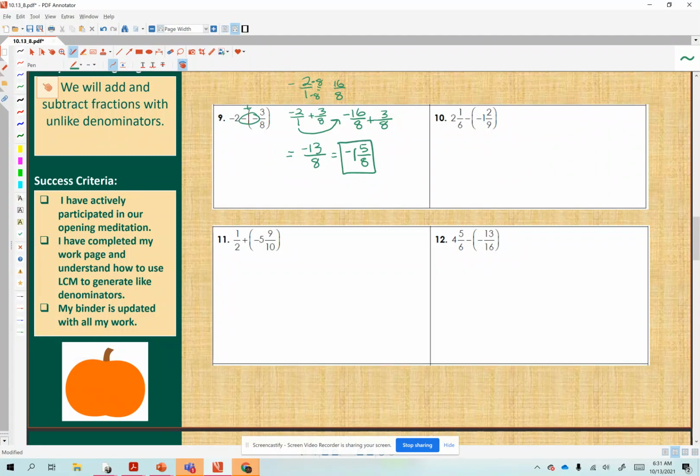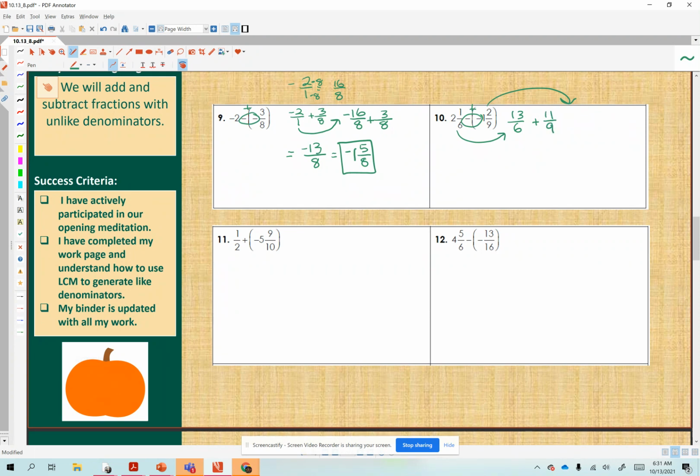So on number 10, again, we're subtracting a negative, which means we will be adding. So first we make improper fractions. 6 times 2 is 12, plus 1 more is 13. So 13 over 6. Now we need an improper fraction for 1 and 2/9. 9 times 1 is 9, plus 2 more makes 11. So that would be 11/9.